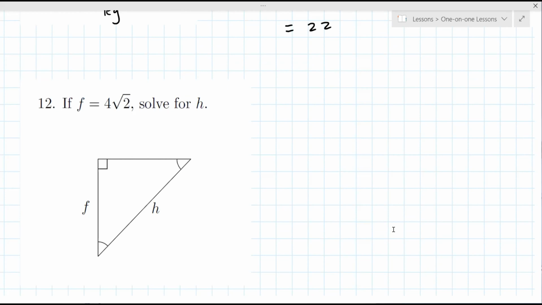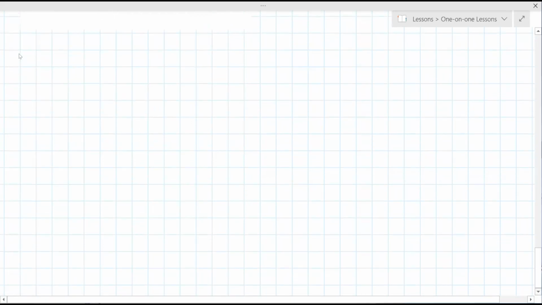I got 8. Yes, h equals 8. Very good. Okay, so the other type of problem you might get here is a change from what we've been doing. Instead of giving you a leg, I give you a hypotenuse. Let me show you a question like that.